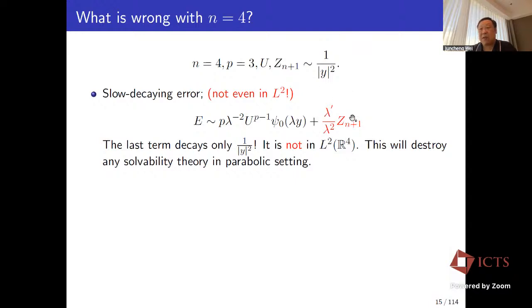So of course, if the error is not L2, you cannot do any L2 theory. You cannot multiply both sides by an L2 function. If this is not L2, this will destroy any solvability theory. In fact, this one is 2, and 2 is dangerous for any elliptic theory. To get a decaying solution, we need to correct this one. So even from the beginning, we see a problem.